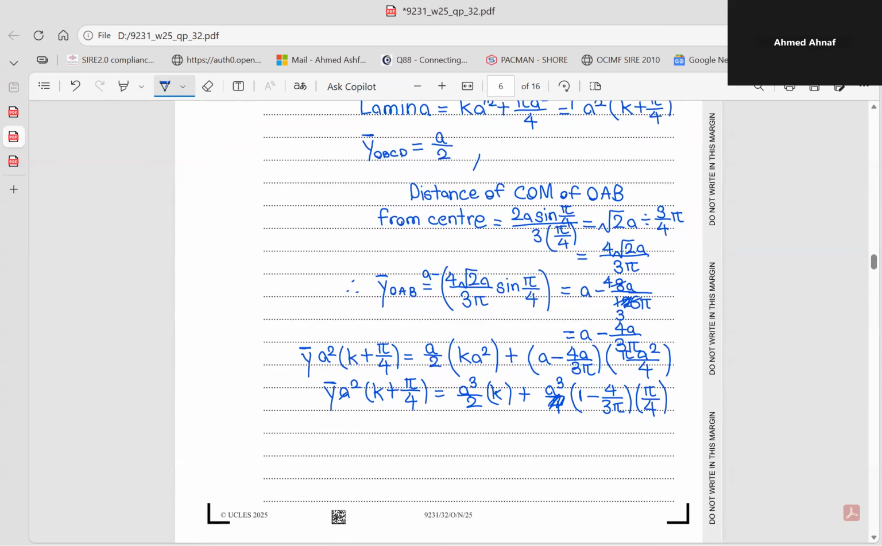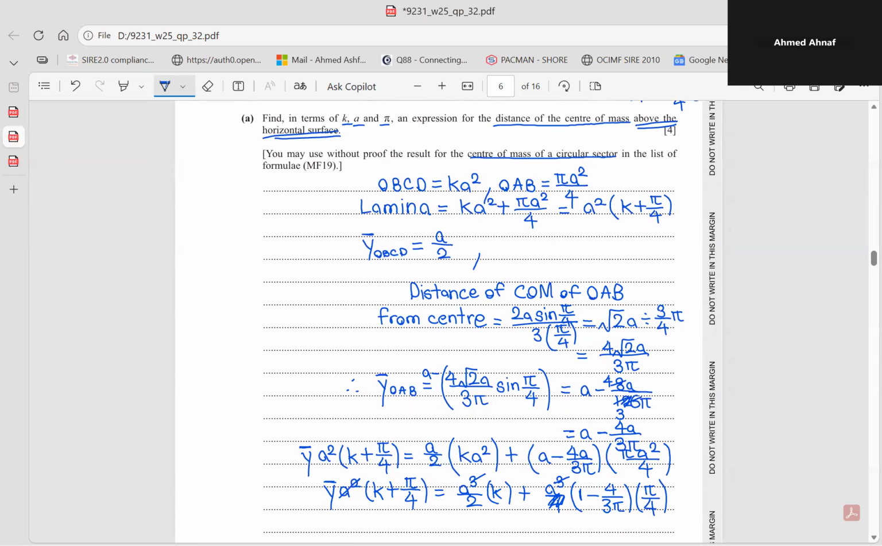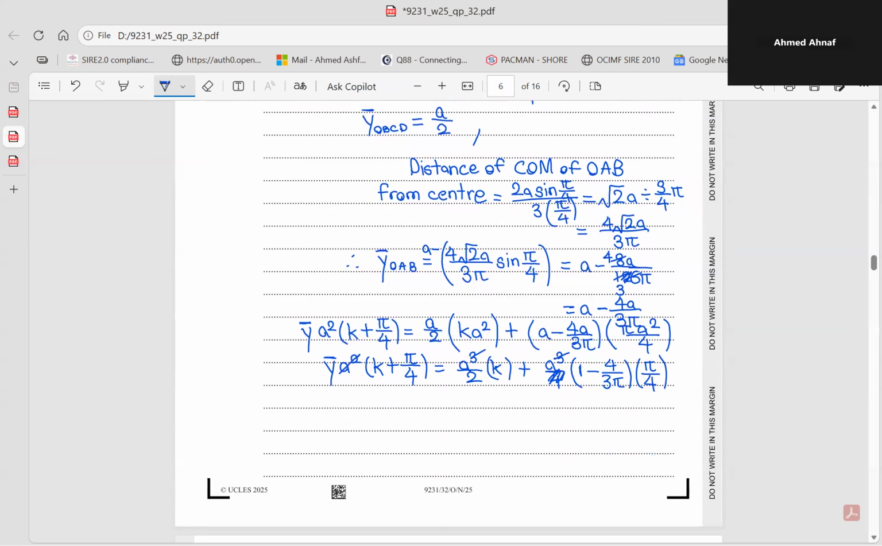So a square cancels, this just becomes a. Okay, let's just combine it into a single fraction. So y bar 4 pi plus 4k equals to ka over 2 plus a times, okay, so this is 3 pi.